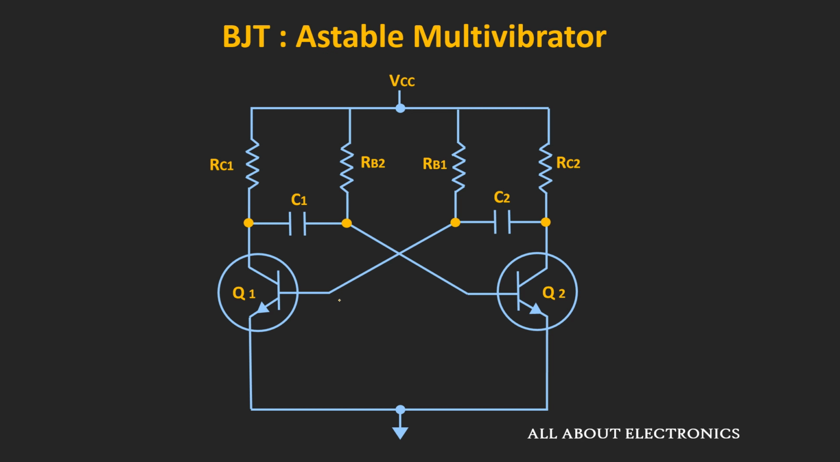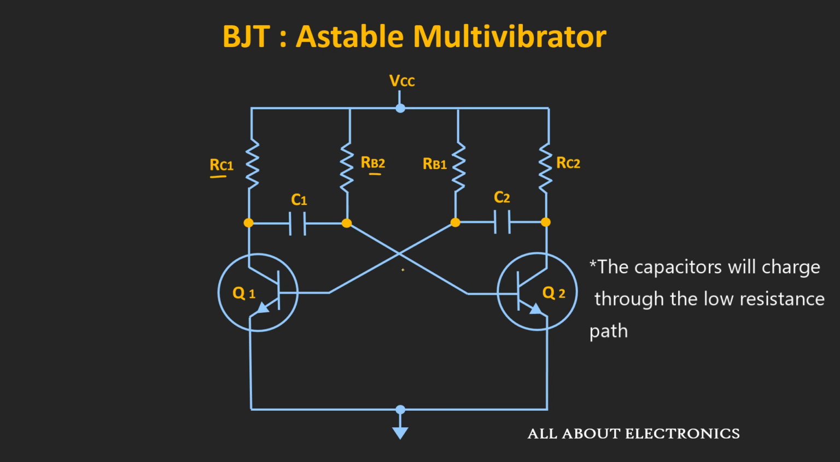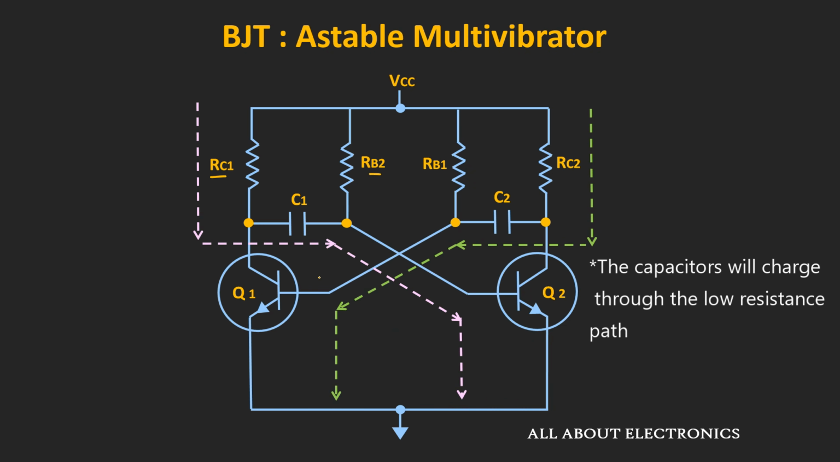So initially, when the supply is not given to this circuit, then both transistors will be in the off condition. And as soon as we apply this supply voltage, then both transistors will try to conduct. Now one more thing to notice over here is that the value of this collector resistor is smaller than the base resistor. So as soon as we apply the supply voltage, then the capacitor starts charging through these paths.